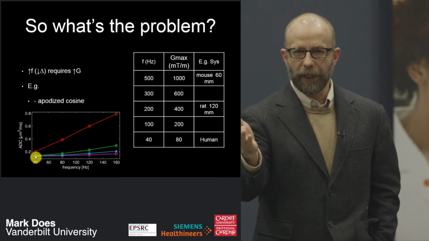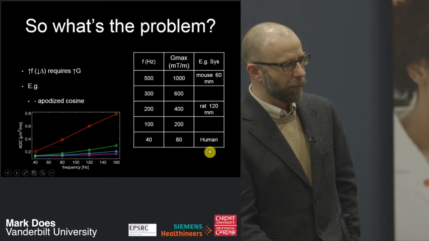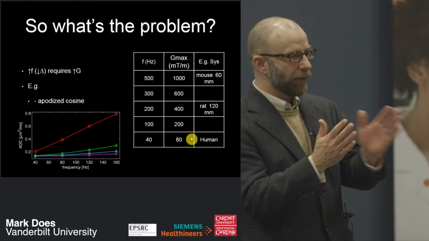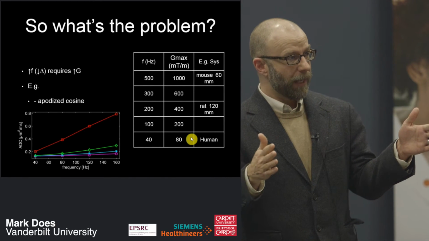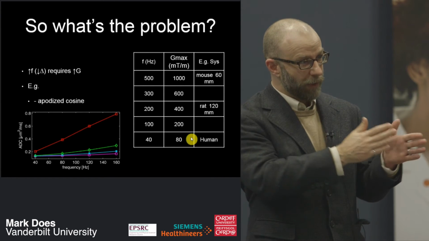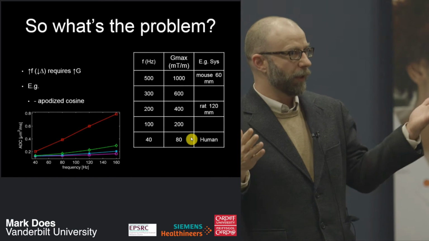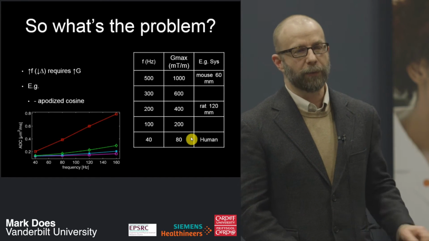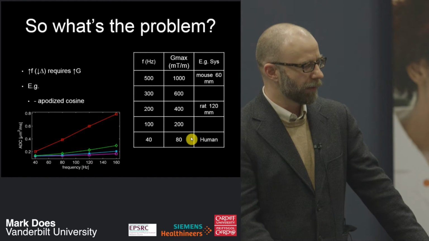I know what you're thinking. You're thinking, well, we're not limited to 80 millitesla per meter because we have connectome gradients, right? But if you are stuck to the same slew rate, then doubling your gradient means it takes twice as long to get there, which means you aren't increasing your frequency. So there might be some room for improvement with the connectome gradients, but not necessarily a whole lot.